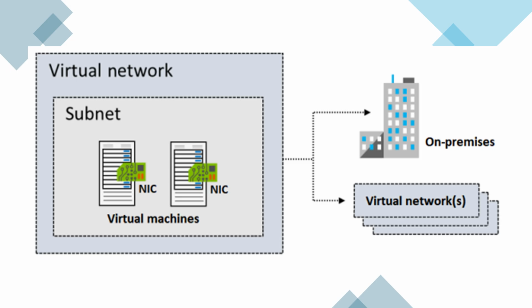Inside a VNet, you divide the address space into subnets. Each subnet is a logical segment that isolates and organizes your resources. For example, a web subnet for front-end VMs, a database subnet for your SQL servers, a management subnet for jump boxes or monitoring agents. Each subnet helps you apply network security groups and route tables independently.